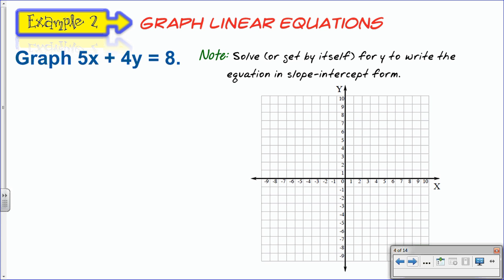Okay, next slide, I think it's one right underneath that. Graph 5x plus 4y equals 8. Somebody read the note for me, the note that I put on there. Can I graph it the way it is right now? What form does it have to be in? What do we call that? Slope intercept. What form is it in right now? Standard form, right? So I'm going to have to solve, or get by itself, y to write the equation in slope intercept form. What do I got to move?